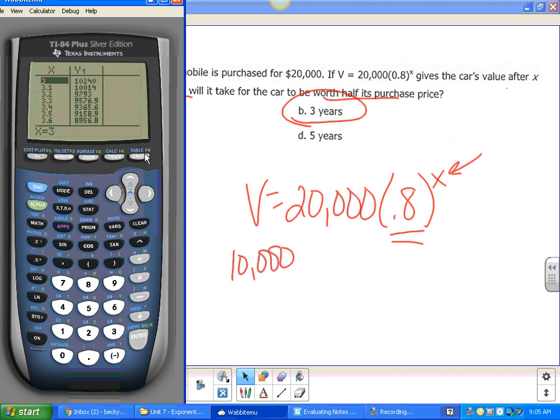So I can see at 3, yeah, I knew it was at 10,240, but look at 3.1. It's $10,014. Now at 3.2, it's already down to 9,700. So 3.1 is much more close to 10,000 than just a plain old 3. So if this was not multiple choice, I would have fine-tuned it, and I would have put 3.1 as my answer. And again, that's under table.